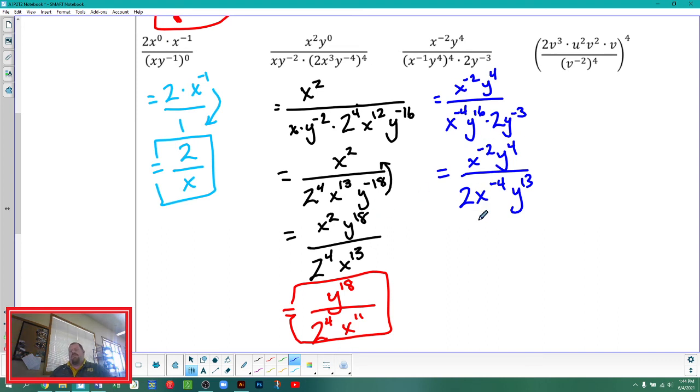Now something weird happens when I look at my x's. I do have to bring the x to the negative 2 down below and the x to the negative 4 up above. But if I just think about that as negative 2 minus negative 4, that would be negative 2 plus 4, which is x to the 2nd. So I get an x to the 2nd on top. Y's, I have more on the bottom, so I'm going to only have y's on the bottom. And I'm going to do the same trick that I did over here and think about 13 minus 4, which is 9.